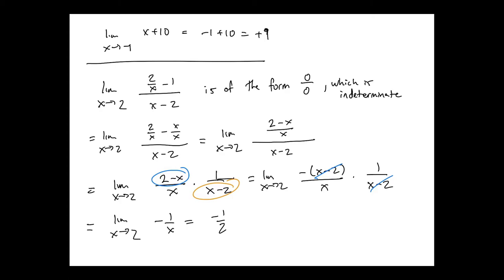All right, so we get negative 1/2. So the moral of the story on this one is do algebra. Why don't we take a couple minutes and pick either number 10 or number 9. Both of them are going to involve some factoring wizardry.